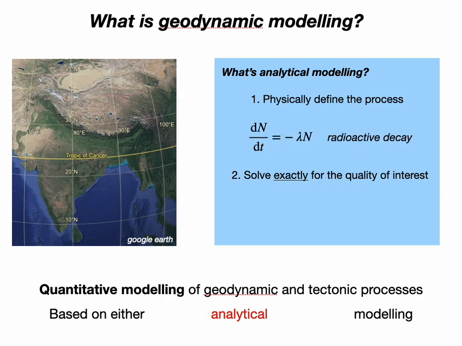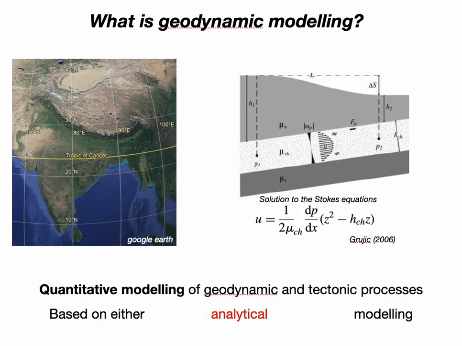Let's give an example. You may remember from previous lectures, radioactive decay. So we have one ordinary differential equation here, dN/dt, so that's the quantity of a radionuclide, is equal to minus lambda N, where lambda is a decay constant. This equation you can solve to obtain N. This is now an exact solution of this physical model. This is an analytical model that predicts the quantity N as a function of time.